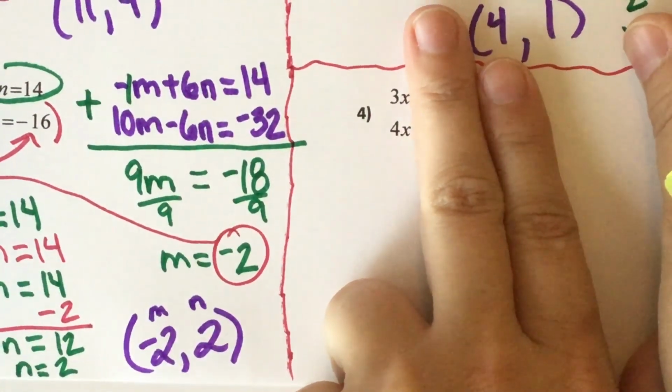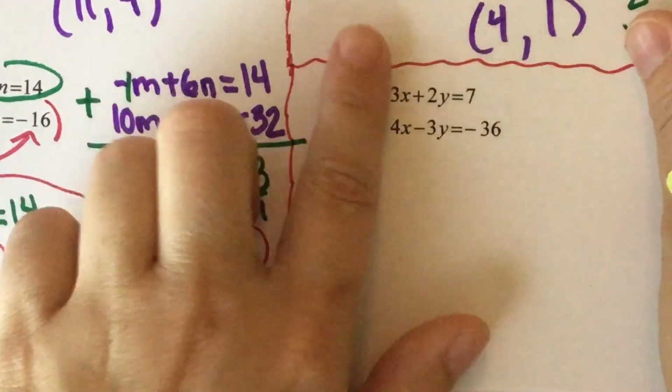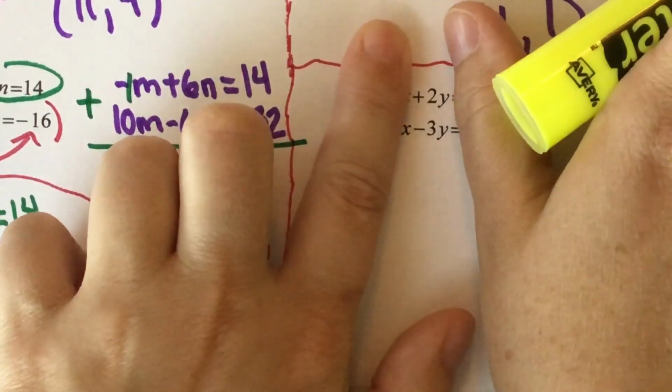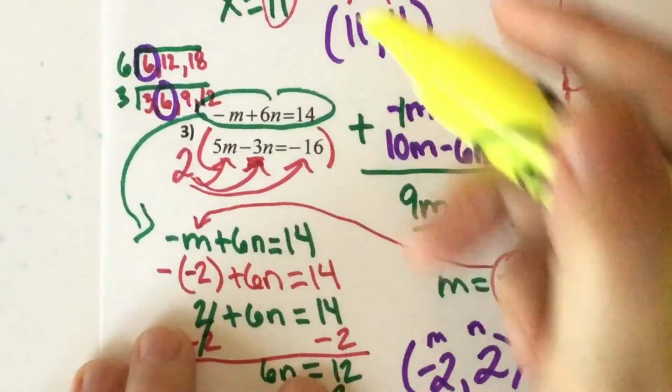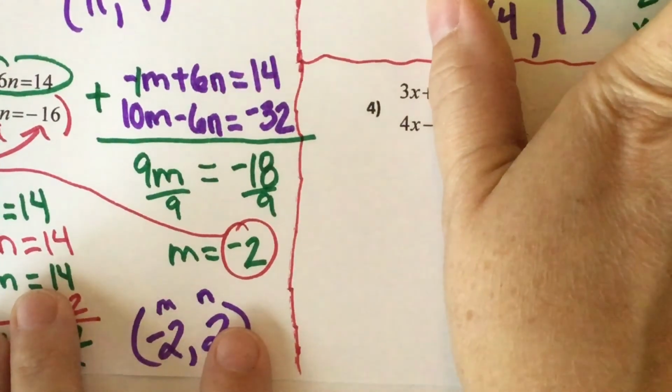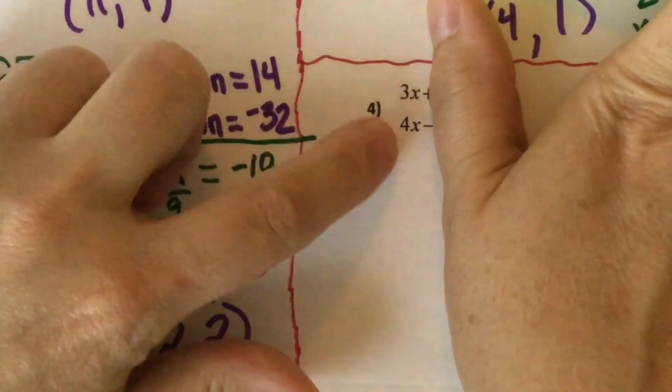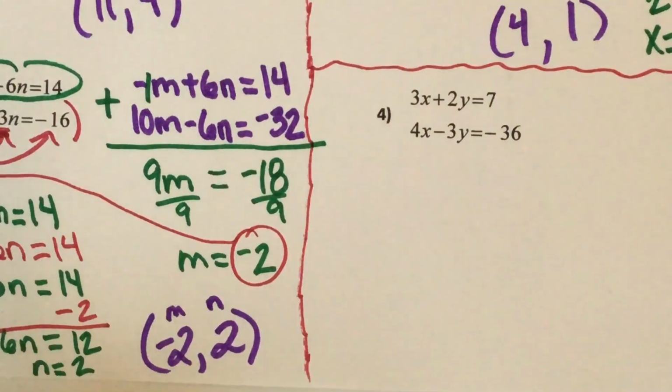Either you're going to turn the x's into the same number, or you're going to turn the y's into the same number. And it doesn't matter which one you do. So last problem, I made the n's the same. So this time, let's make the x's the same. So right now I've got a 3 and a 4. Okay, so this is what you have to do.